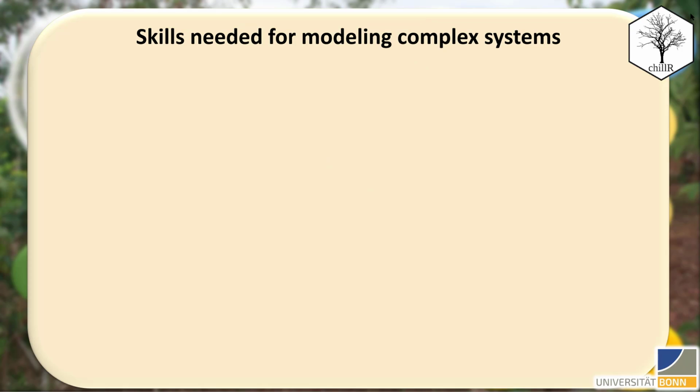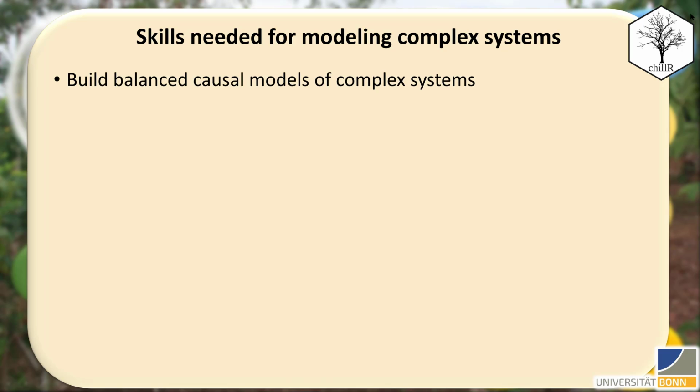So skills that are needed for modeling complex systems, in my opinion at least, is that we should be able to build balanced causal models of complex systems. How does everything actually relate? What causes what? And it should involve everything that really plays a role.